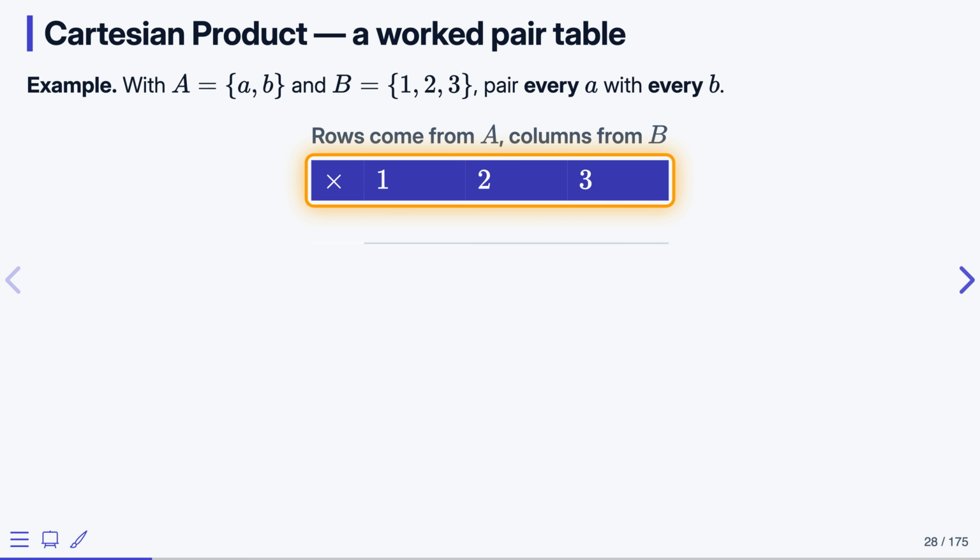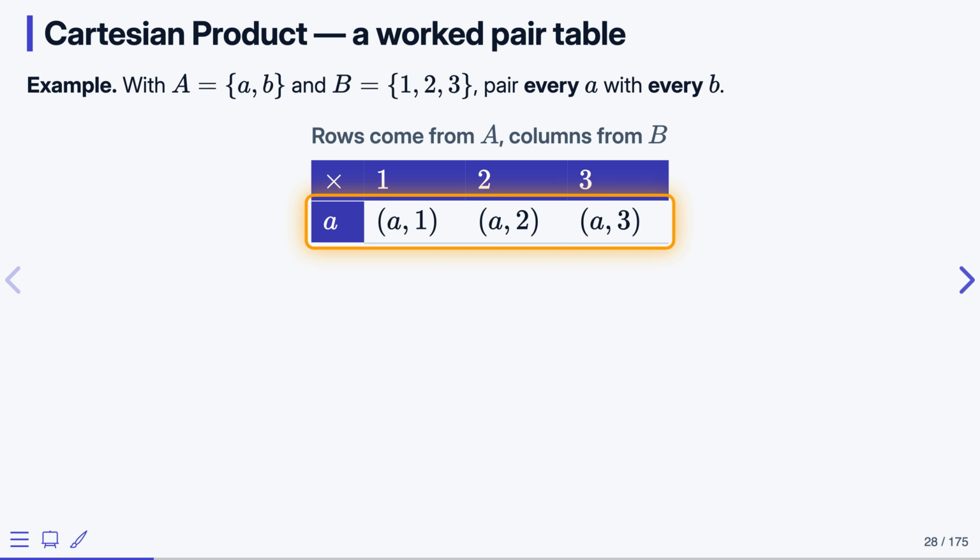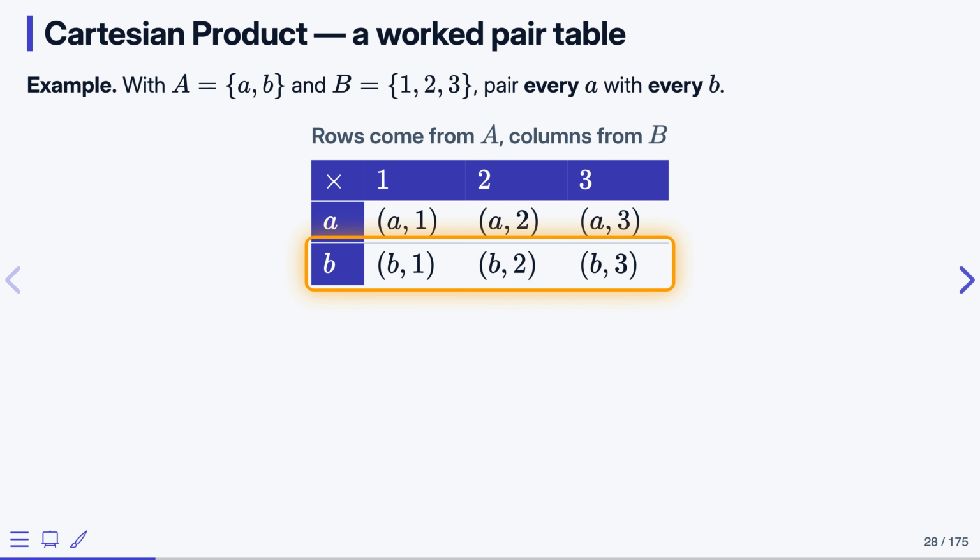Let us build one Cartesian product in full. Let A be the set a, b, let B be the set 1, 2, 3. We must pair every element of A with every element of B. Row 1. Hold the first slot at a and let the second slot run through B. That gives the pairs a1, a2, and a3. Row 2. Now hold the first slot at b and run the second slot again. That gives b1, b2, and b3.